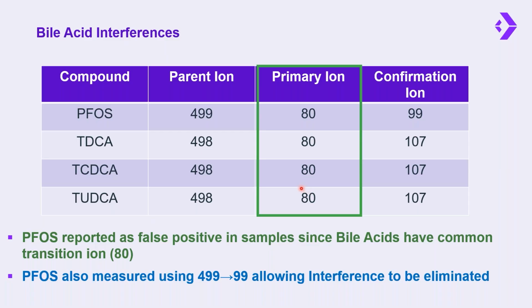So the new EPA method 1633 requires that the labs actually analyze a standard with these bile acids in it with PFOS to demonstrate that the laboratory can separate these bile acids from PFOS and that they're not going to interfere with PFOS. So there shouldn't be any false positives for PFOS because of bile acids by the newest method. But again, something to keep in mind when you are looking at PFAS data.